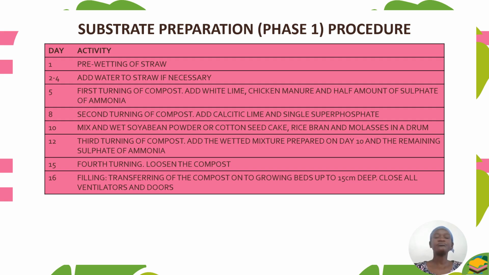So all in all, in short, we are saying that on phase 1, it's just a matter of pre-wetting and turning the compost. It's just a matter of adding the water, then turning the compost, the mixture of the compost.